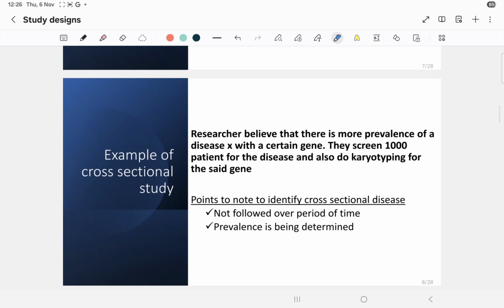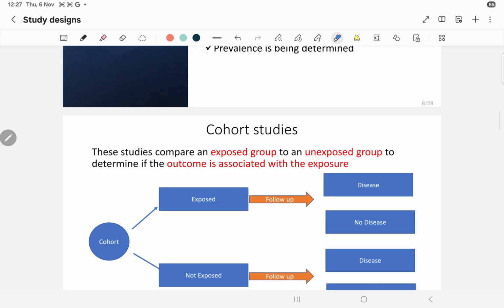Another example. Researchers believe that there is more prevalence of disease X with a certain gene, and they screen 1,000 patients for the disease. And they also do karyotyping for the said gene to check for association. Again, we are not following up with the patients over a period of time. We are not going forward in the future. We are not going back in the past, and we are determining the prevalence. So this is another example of a cross-sectional study.